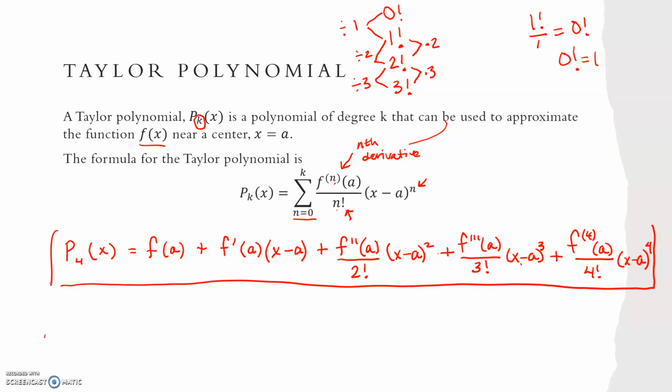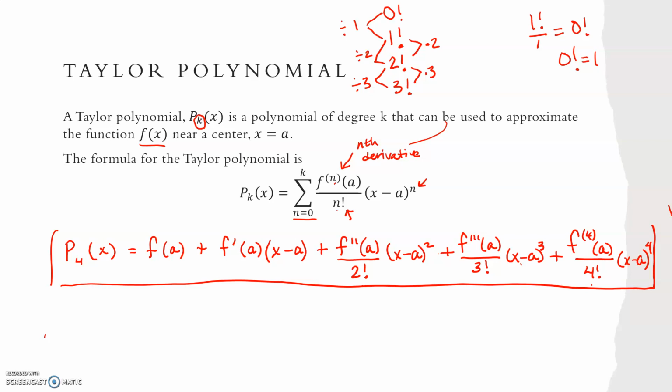In class, I had you figure out why these factorials are here, and it has to do with, as we're taking derivatives, we keep bringing down the exponent. So we bring down a 4, we bring down a 3, we bring down a 2, and so we need to divide by that factorial as we're going.